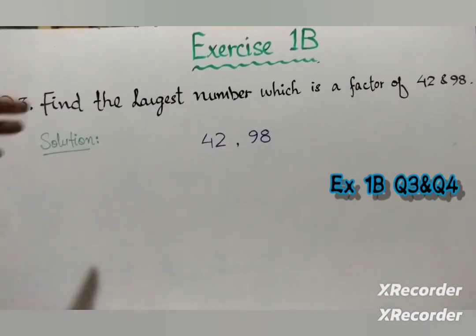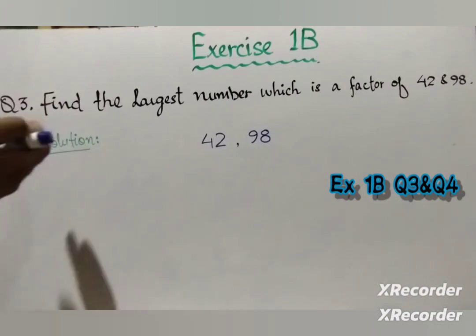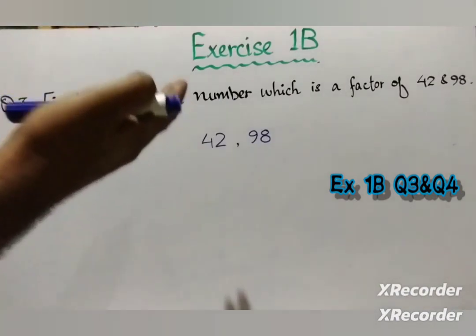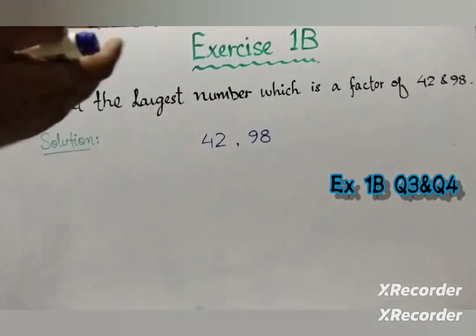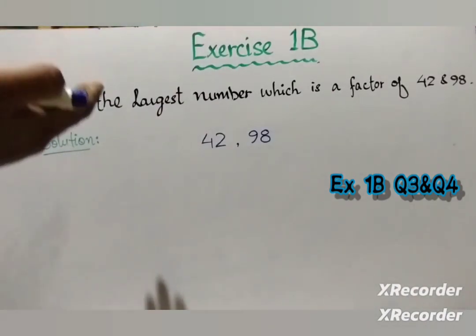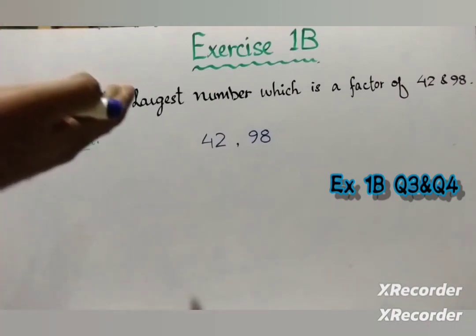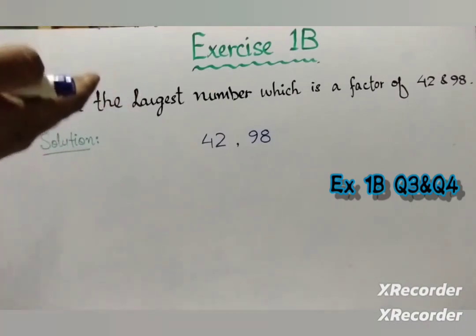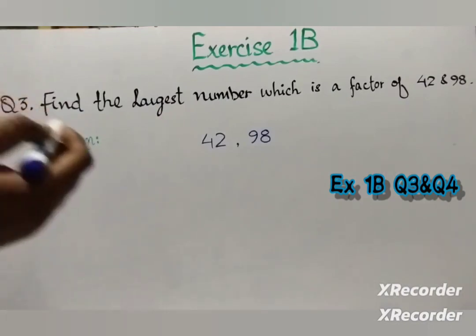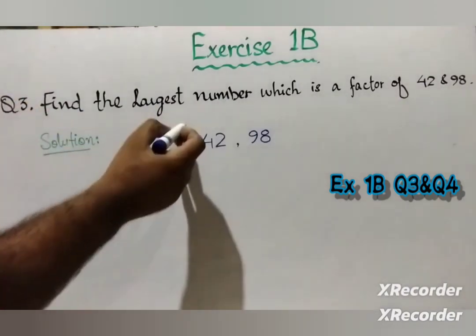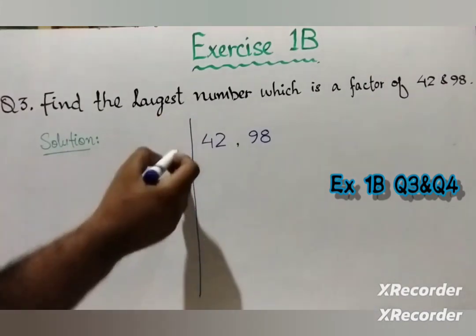Moving further to question number 3 from exercise 1B. Find the largest number which is a factor of 42 and 98. In this question, what is asked is to find the SCF of these two numbers. So we have learned how to find the SCF of these two numbers.